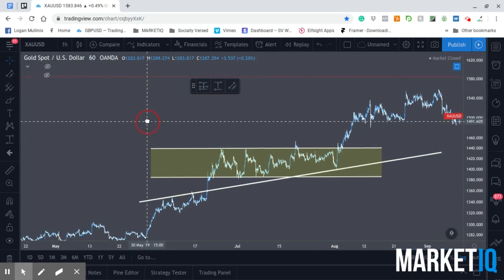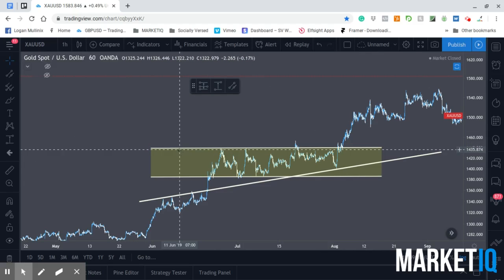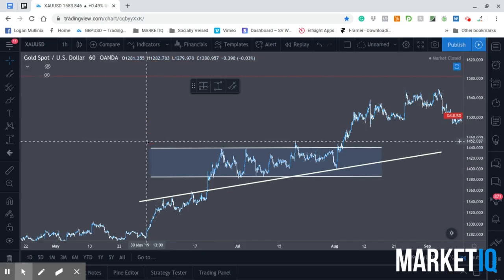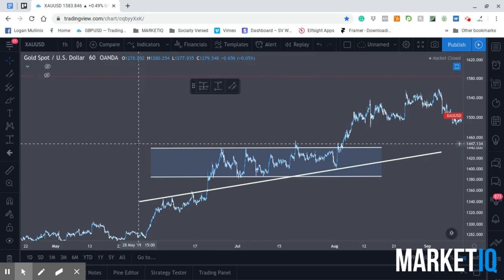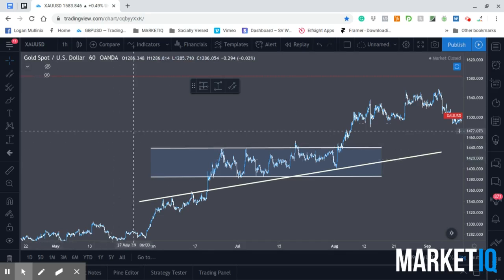Okay, so now we're looking at gold on the 1 hour. As you can see, I have a sideways channel marked up. I'm going to change the colors real quick to blue just because I personally like it better and can visualize it and see it more. So as you can see, we don't have an ascending or descending channel formed. We have a sideways channel formed.